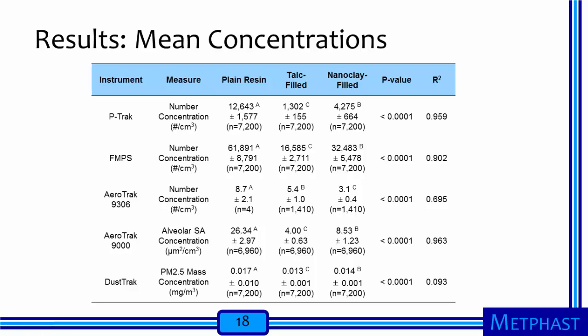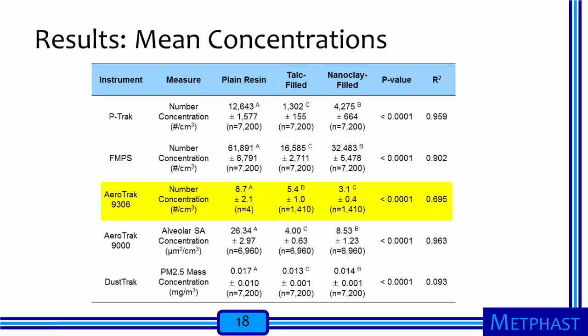This table shows the mean concentrations measured for each type of resin with the four instruments we've already looked at, as well as for the AeroTrak 9306 optical particle counter, which looked at number concentrations for larger particles. You can see for the P-Trak and the FMPS the same results that we saw in the figures, where the plain resin produced higher concentrations than the nanocomposite material, and the nanocomposite material had higher particle concentrations than the talc-filled resin. The same pattern is observed for the surface area concentrations.